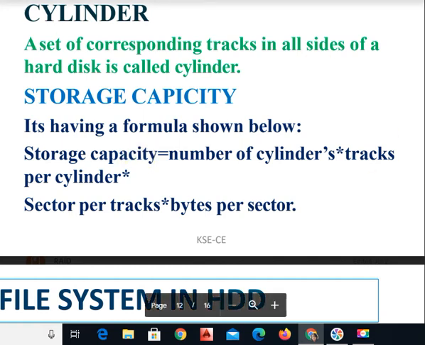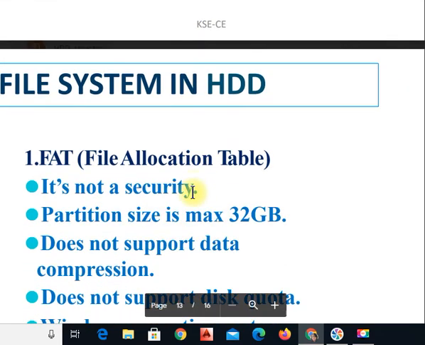Okay, it is a definition about the storage capacity. Whenever you want to calculate the storage capacity of the hard disk, this is the equation for hard disk storage capacity calculation. Storage capacity is equal to number of cylinders times tracks per cylinder.